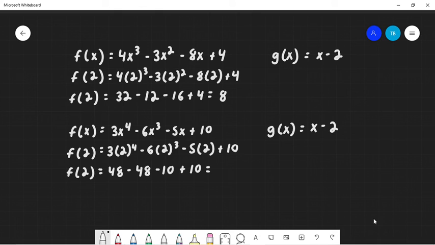Alrighty. So then 48 minus 48 is 0, minus 10 is negative 10, and then plus 10 would be 0. So our remainder here is 0. So when we divide f of x by g of x in this case, our remainder is 0, which by the factor theorem tells us that g of x is a factor of f of x.